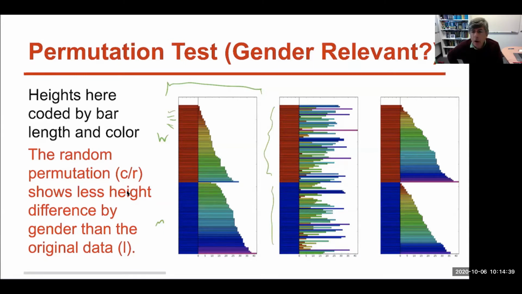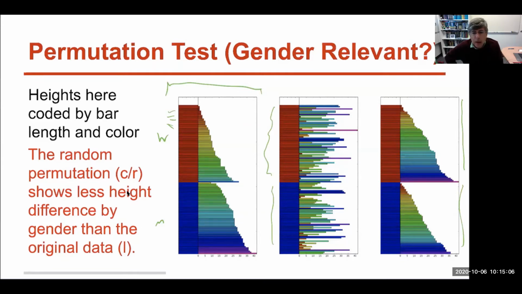We create an artificial data set of heights by randomly permuting the heights and assigning them to men and women. When we do that, if we now sort these, we have our fake women and their heights, and the fake men and their heights.